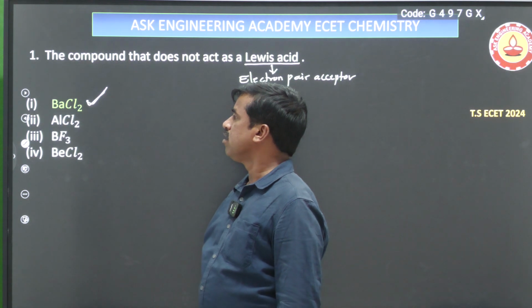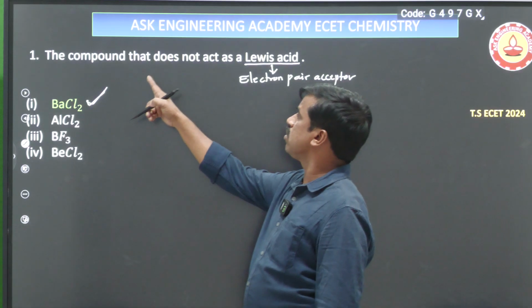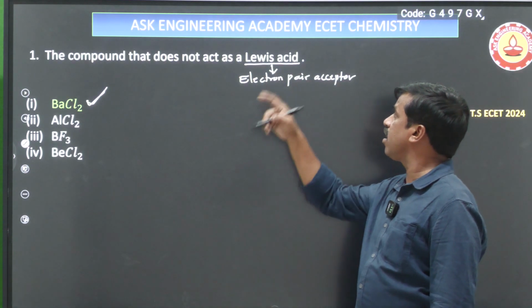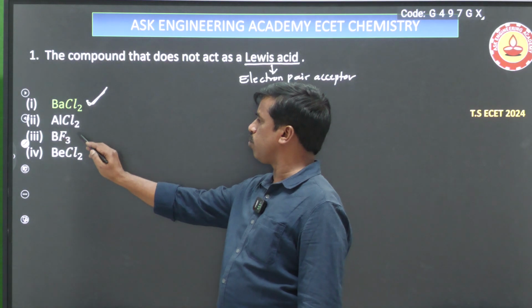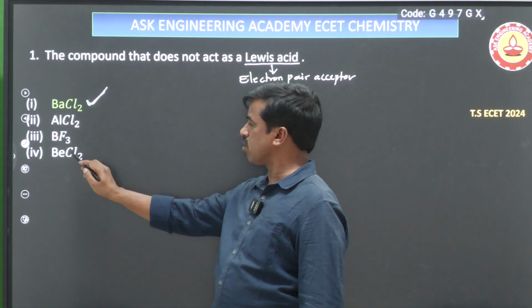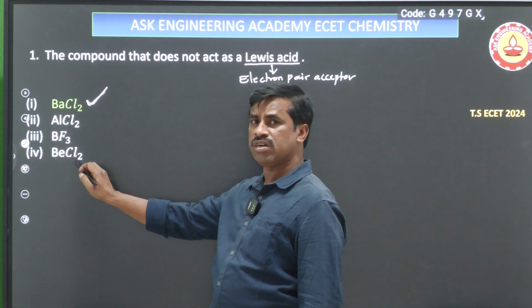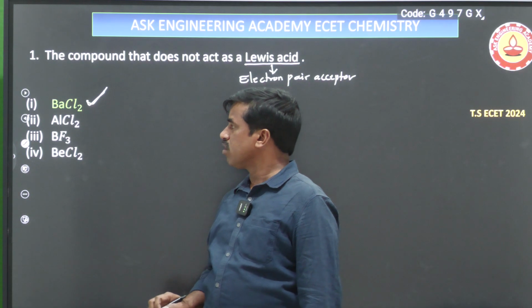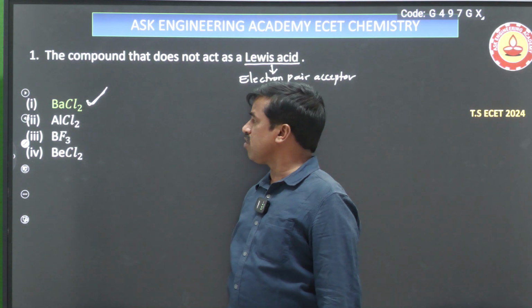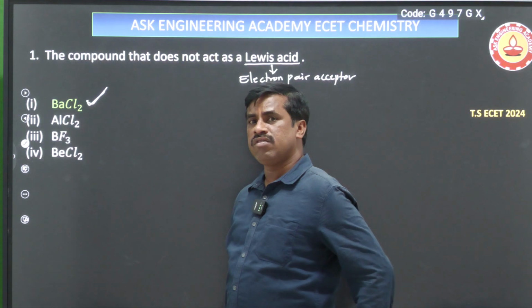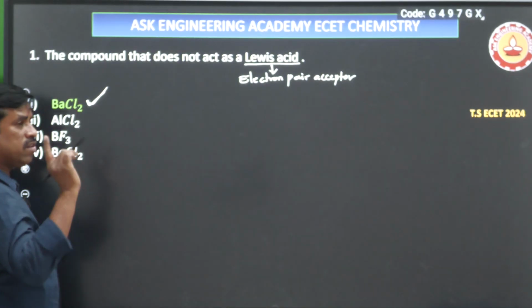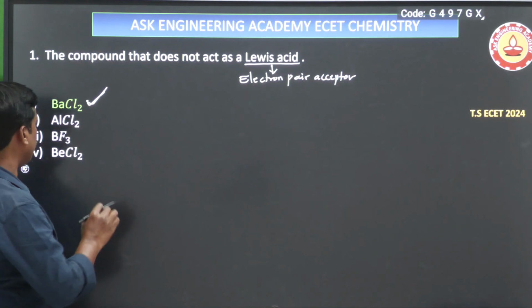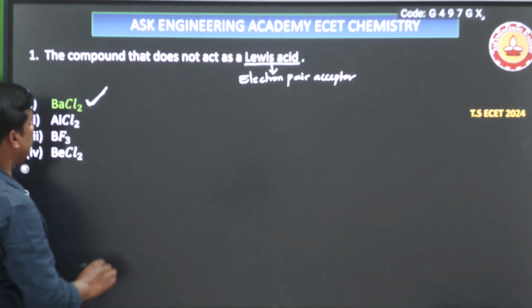Barium chloride is the correct answer to the given question: the compound that does not act as a Lewis acid. These are all Lewis acids. This is an electron deficient compound, this is also an electron deficient compound, and this is also an electron deficient compound. You can check how to decide which is an electron deficient compound. The compounds which are not following the octet rule are Lewis acids.